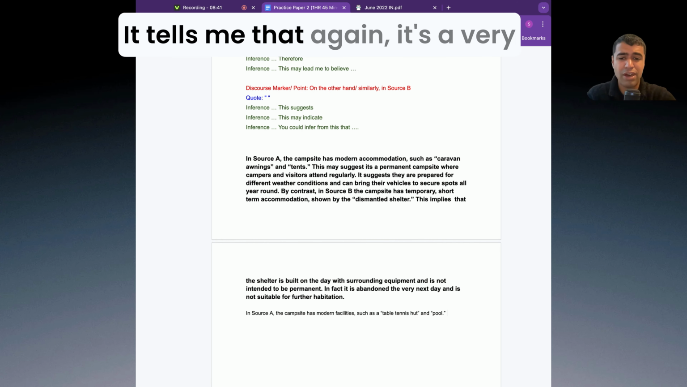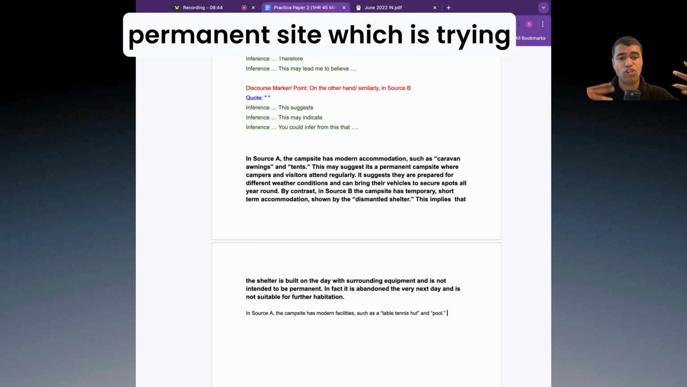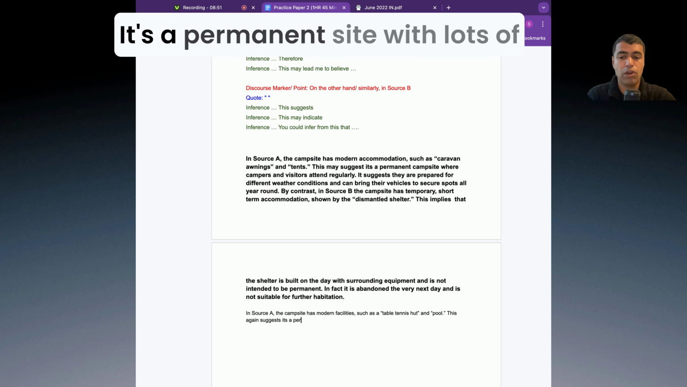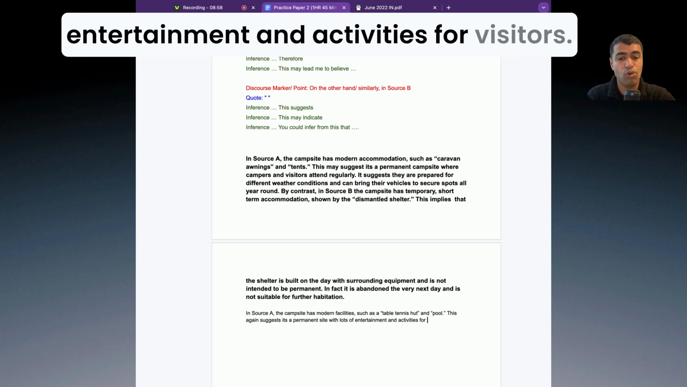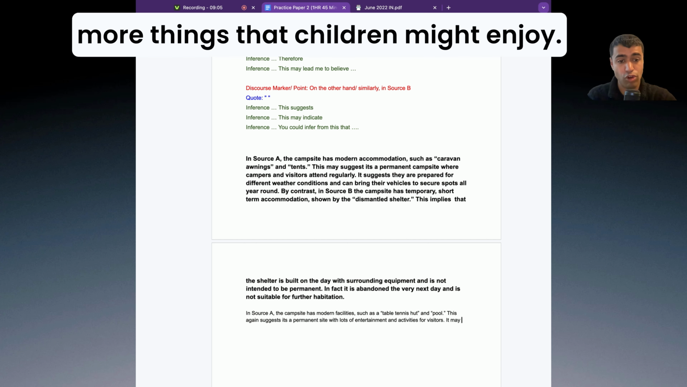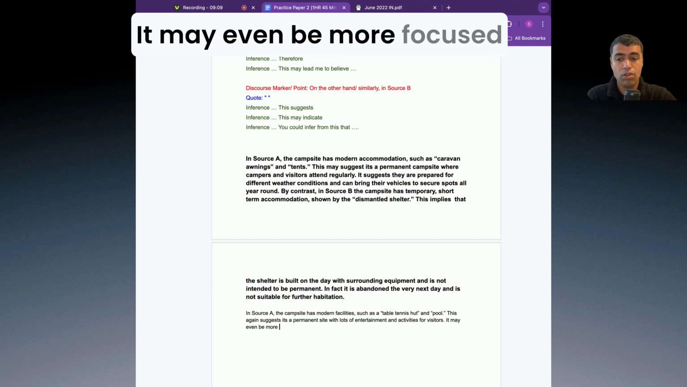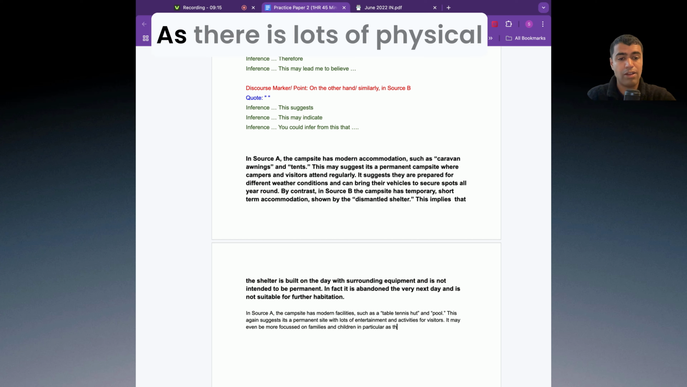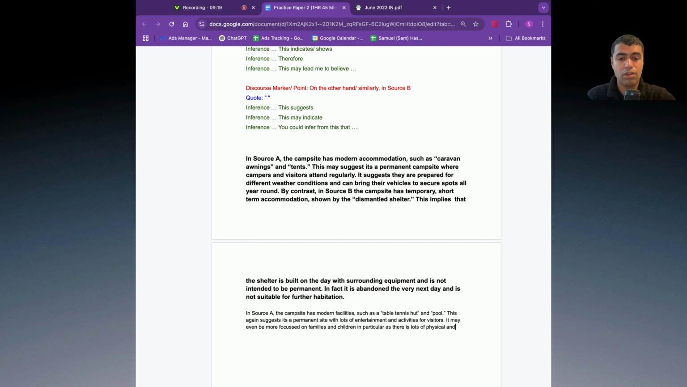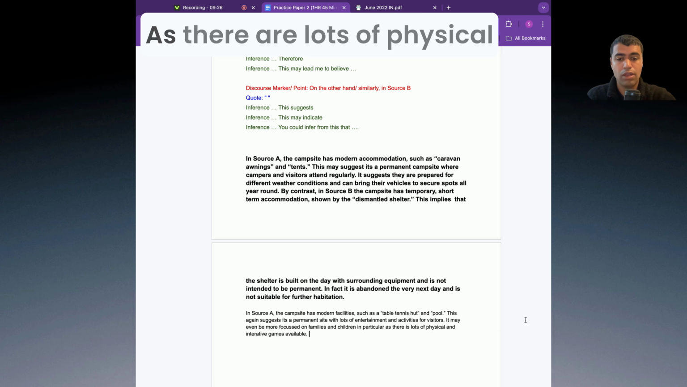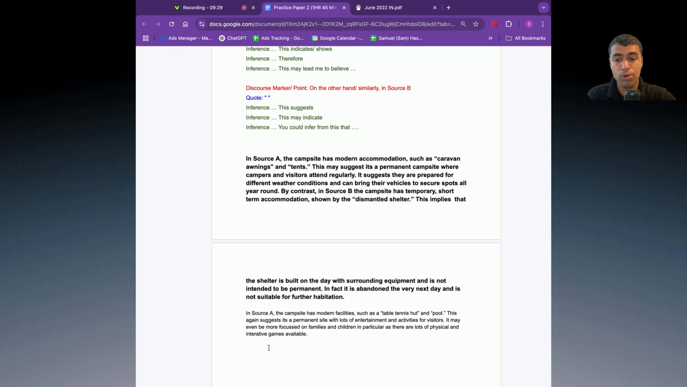So what does it tell me? It tells me that, again, it's a very permanent site, which is trying to have a lot of activities for people. It's a permanent site with lots of entertainment and activities for visitors. It may even be, because it seems like more things that children might enjoy, more focused on families and children in particular, as there are lots of physical and interactive games available.